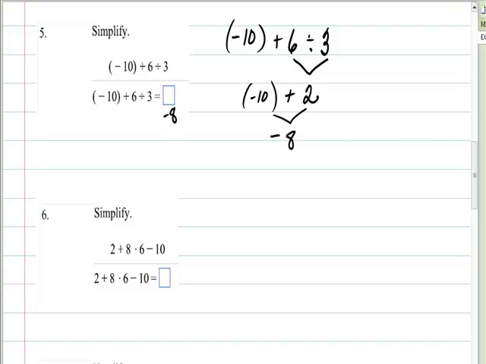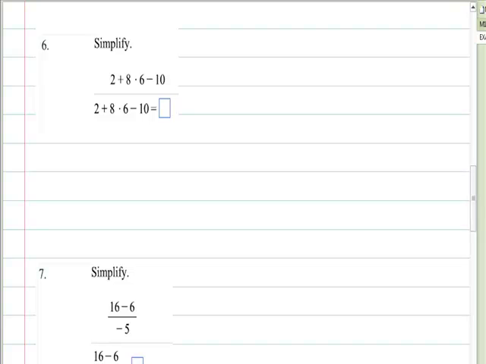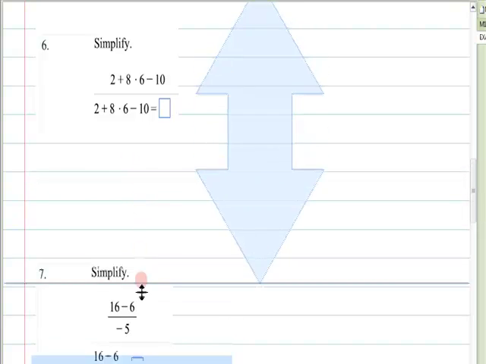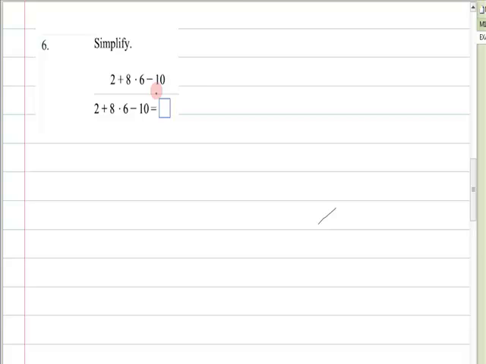Number 6. I think I'm going to give myself a little bit more room to do this one. Stretch it out a little bit more. All right. I have 2 plus 8 times 6 minus 10. I look at the operations. I have addition, multiplication, subtraction. Multiplication has the highest priority. 8 times 6 is 48. So I'm going to subtract.